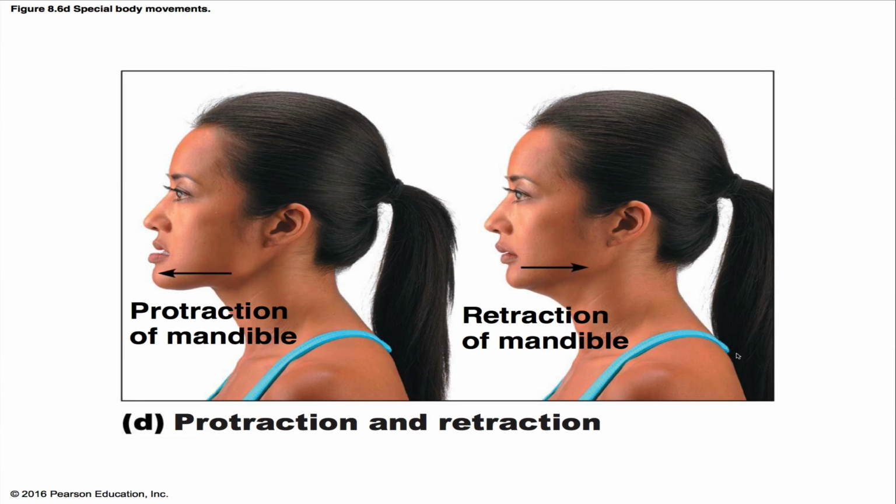You also see this in pigeons. When pigeons walk, you'll see their necks move back and forth, back and forth. That's protraction and retraction in pigeons.